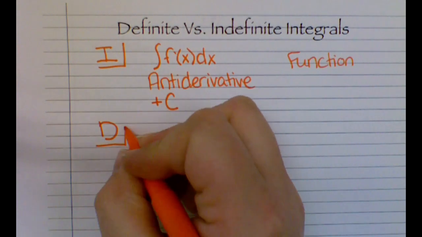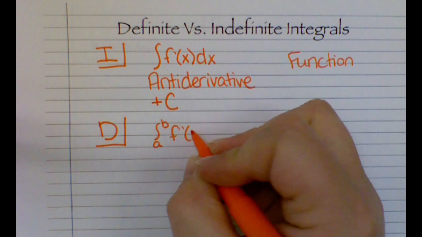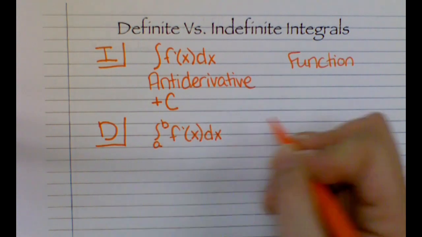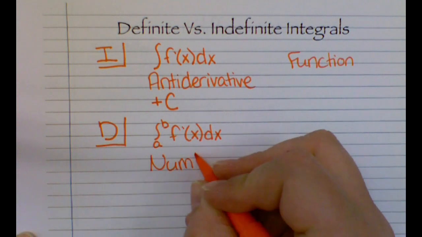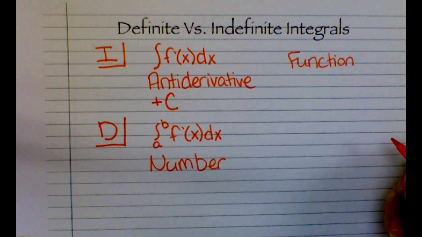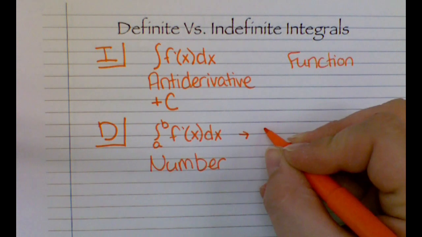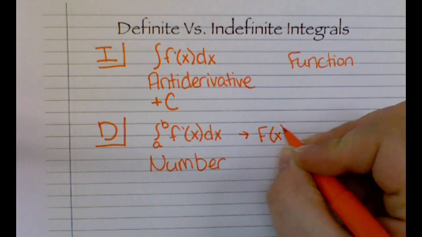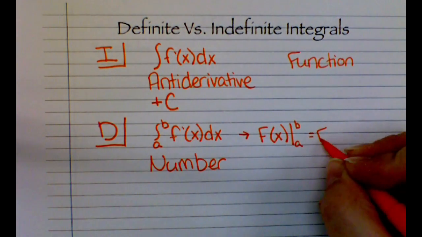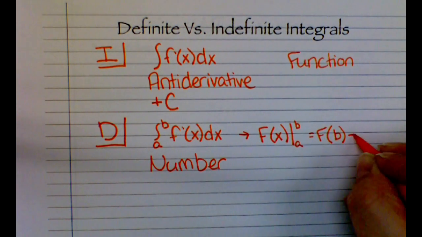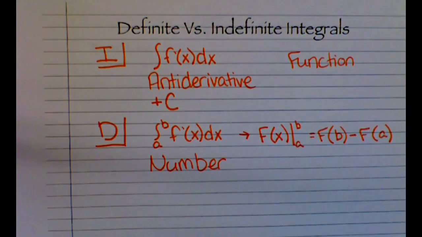The definite integral gives us bounds. A to b of whatever this function is, dx. That will give you a number. Your answer will be a single number. Remember that when we did our antiderivatives, we took our antiderivative, which let's say it's capital F of x, and evaluated it from a to b. Remember that we just plug in the upper bound minus the lower bound. And then we have our definite integral.